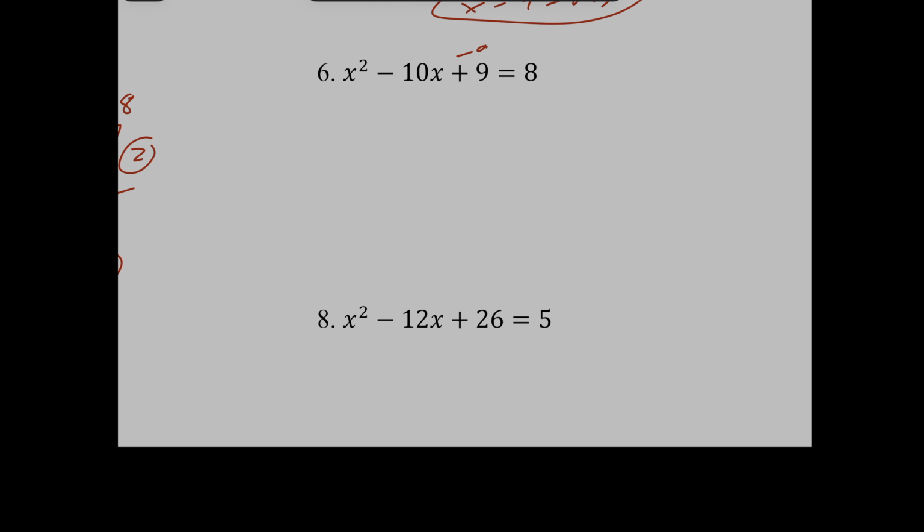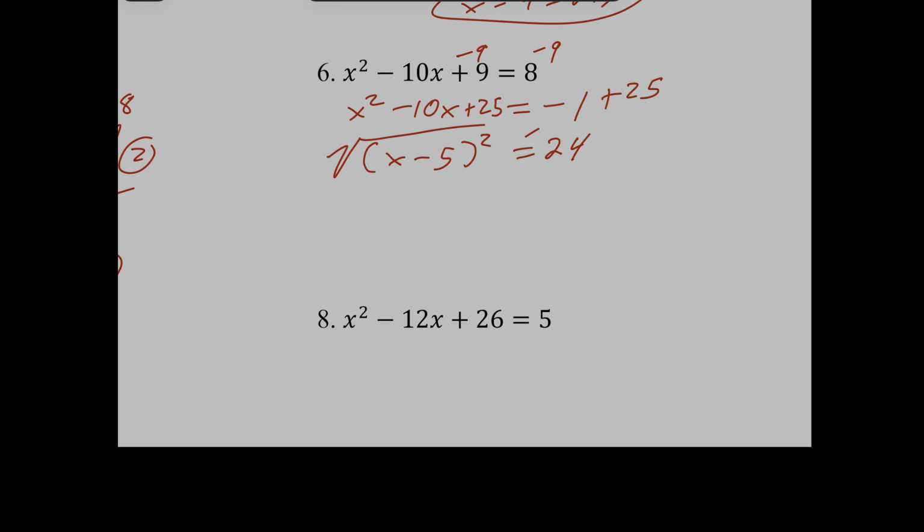Okay, on this one, I'm going to subtract 9 from both sides, and I'm going to get x squared minus 10x equals negative 1. Well, what's half of 10? 5. What's 5 squared? 25. I'm going to add it to the left. I'm going to add it to the right. Now, why did I do that? Because now I'm in the trinomial square form, which is what I'm looking for. Now it's going to be x minus 5 quantity squared equals, and that's going to become a 24.